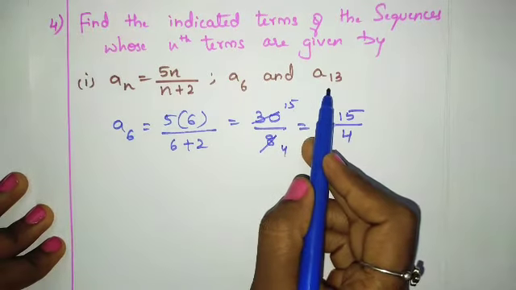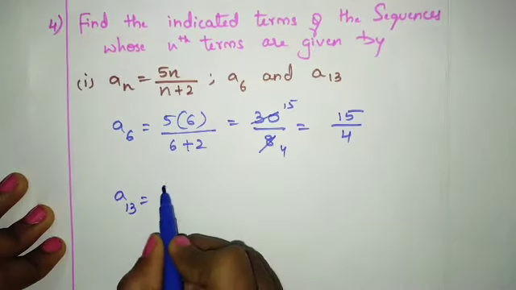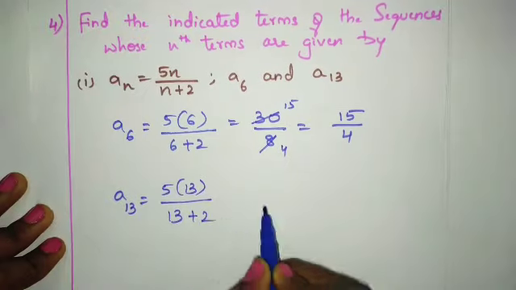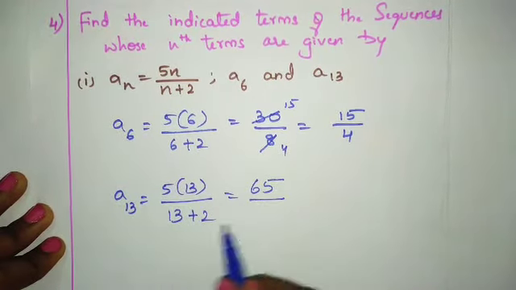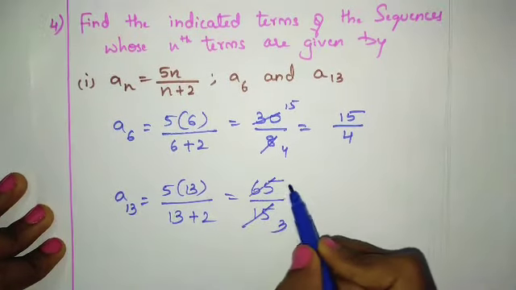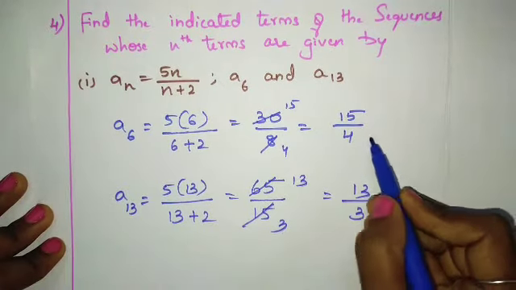Got it? Next they have asked a13. So wherever you have n, substitute 13. So 5 into 13 divided by 13 plus 2. So 5 into 13 is 65 divided by 13 plus 2 is 15. So 5 3s are 15, 5 13s are 65. So 13 by 3 is your answer.